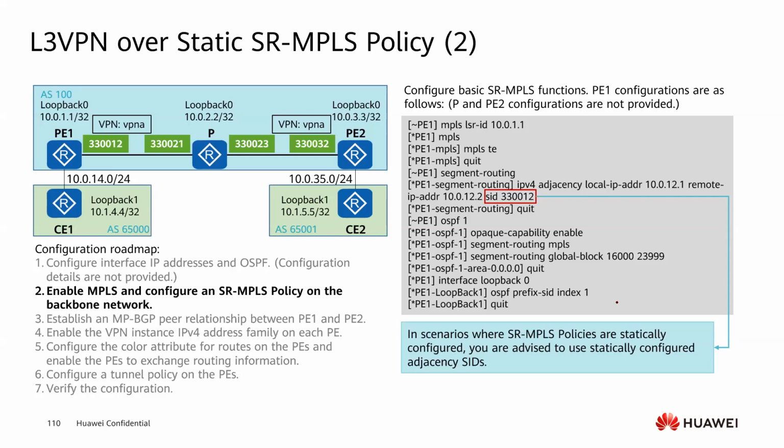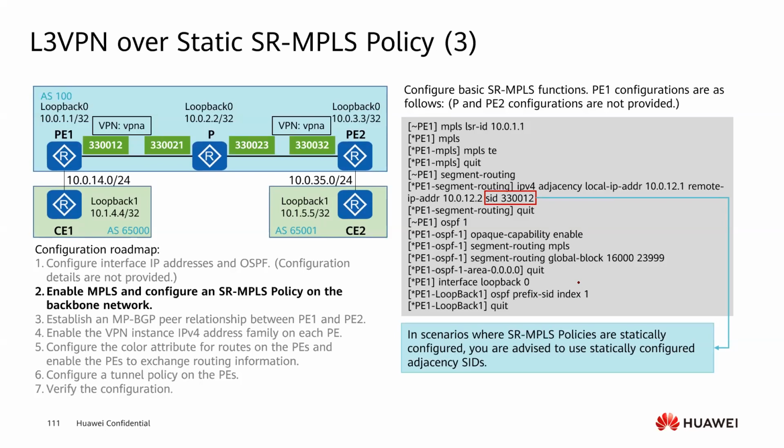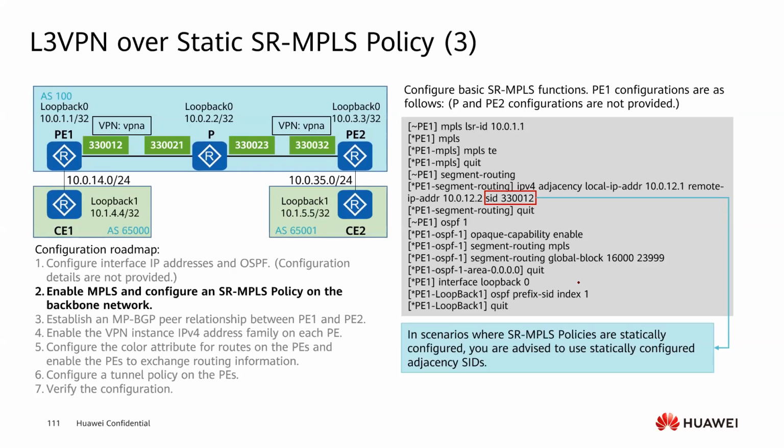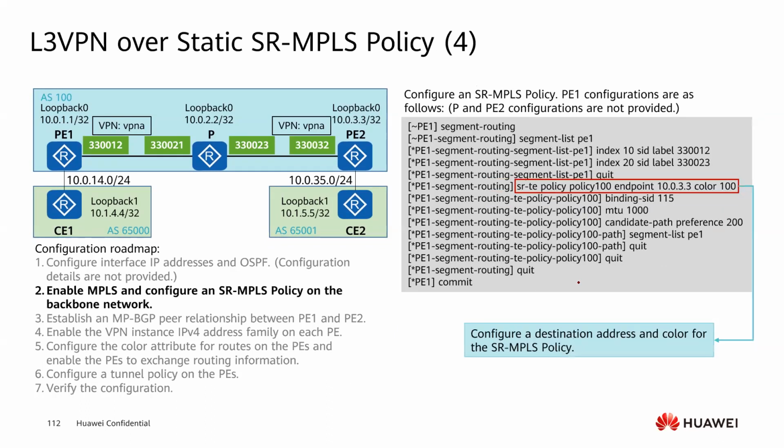And the rest part is similar with the SR-MPLS TE. Here's the P1 and P2 configuration. Then a very important thing here is that you need to give a color. Their color is 100. This is for the SR-TE policy, SR policy. Color is 100. It means if you want to go from P1 to P2, you can say P2, the loopback is 3.3. If you want to go in here, the color is 100.